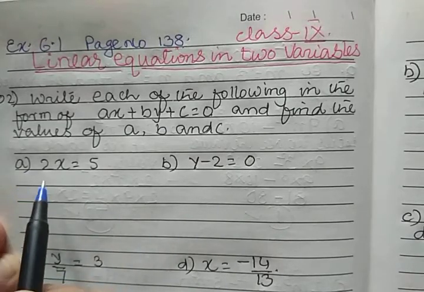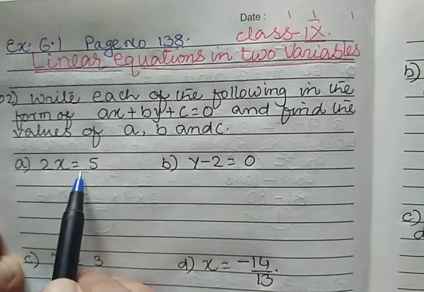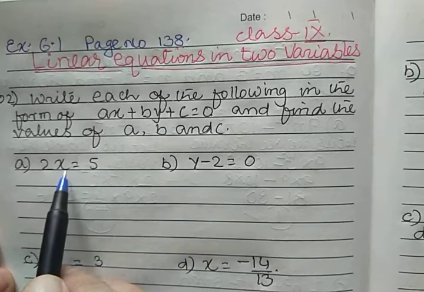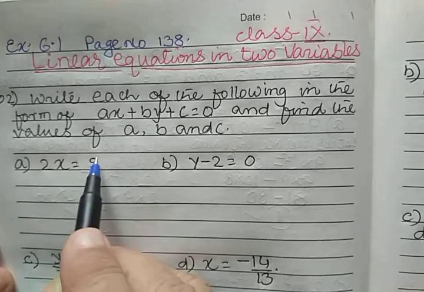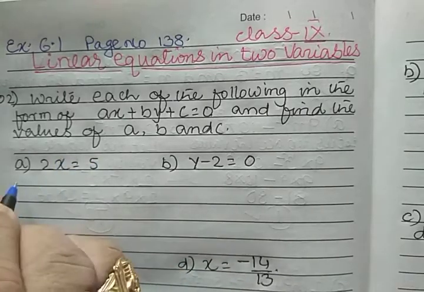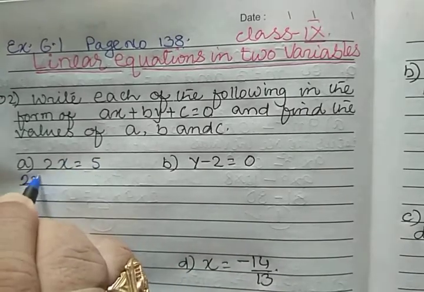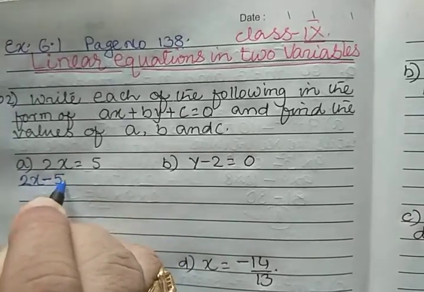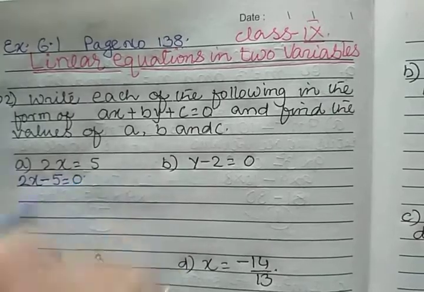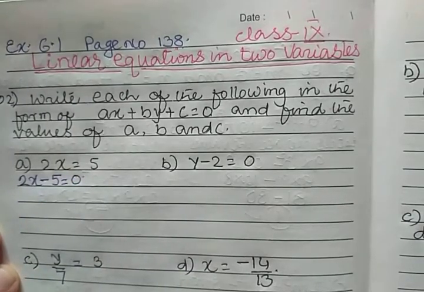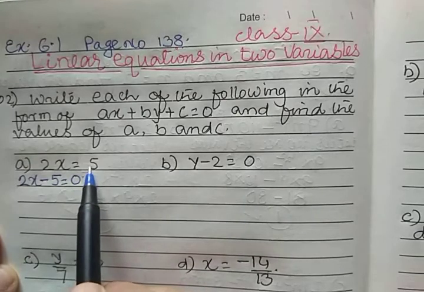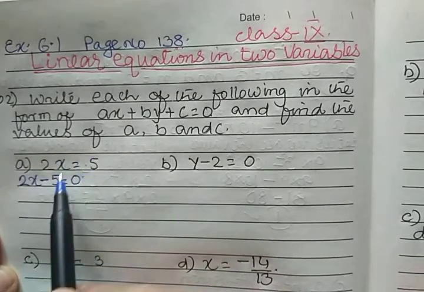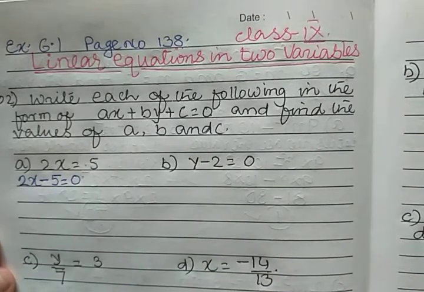So your first problem is 2x is equal to 5. Let us bring this 5 to this side. So this becomes 2x minus 5 is equal to 0. The reason is, here what is the sign of 5? Plus. When you take it to the other side, it becomes minus 5.